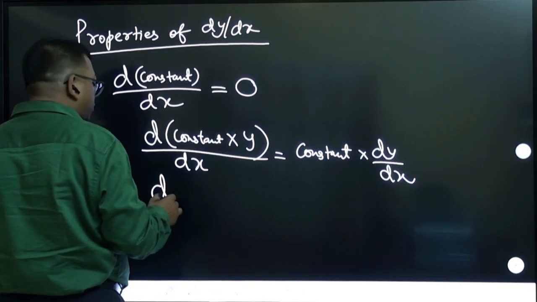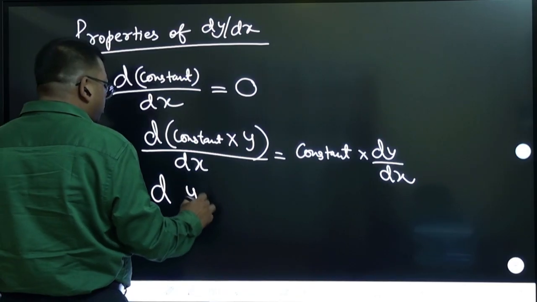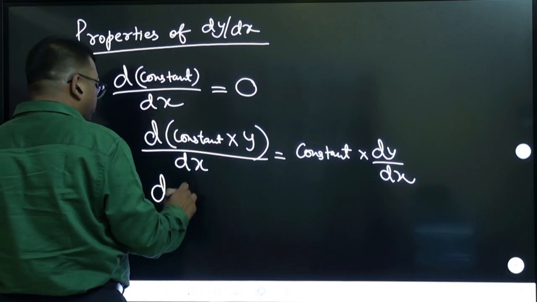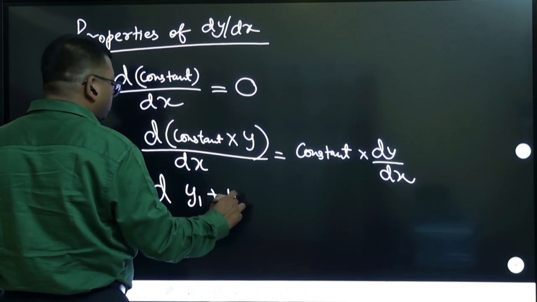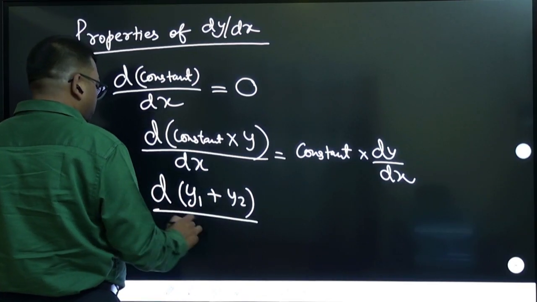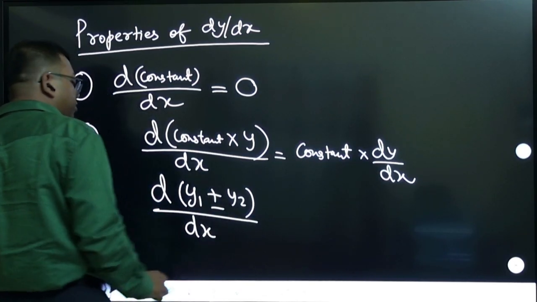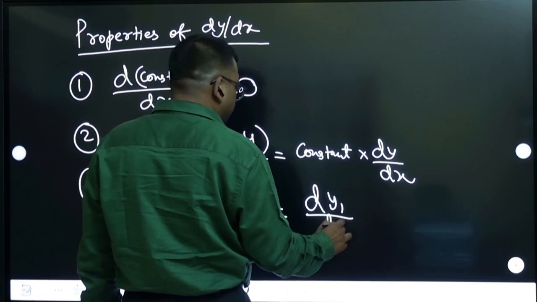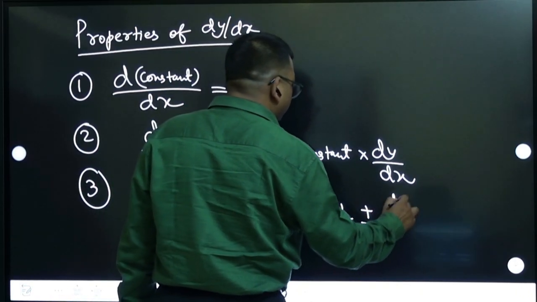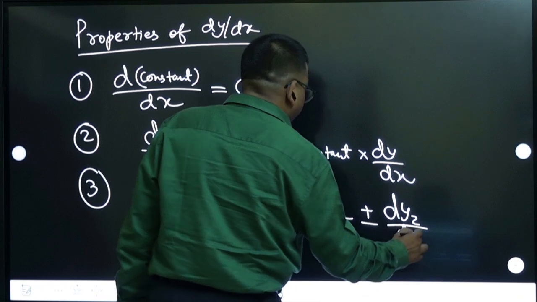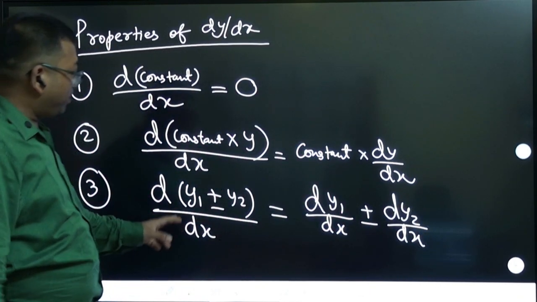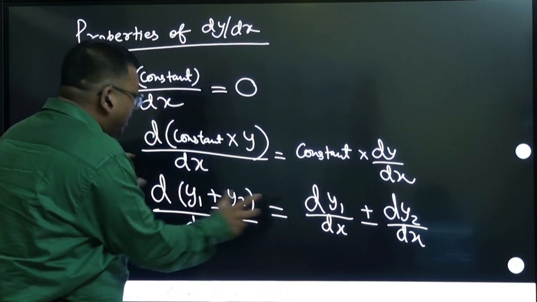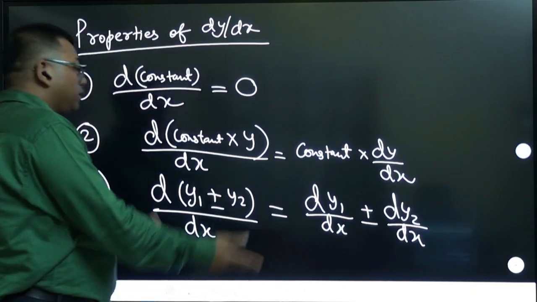We can take the product rule. Product rule means the product of two functions. First you take the sum rule, the sum or difference rule. So the sum of two functions, differentiated with respect to x, or it can be the difference of two functions. So what happens? It becomes dy1 by dx plus or minus dy2 by dx. Very simple. If the plus sign is there, plus will come; if the minus sign is there, minus will come. So differentiation can be broken into two parts like this.